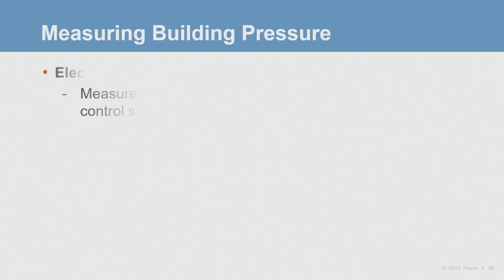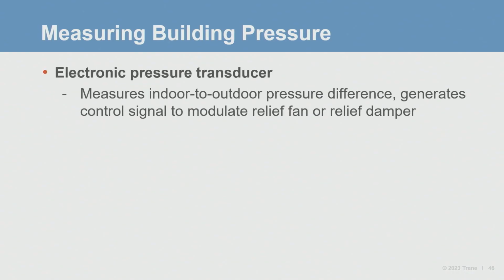pressure. To do this, two tubes are connected to an electronic pressure transducer. One tube is routed to a location inside the building, and the other tube is routed to the outdoors. The transducer measures the pressure difference between these two locations and converts it to an electrical signal that can be used to modulate either a fan or a damper.